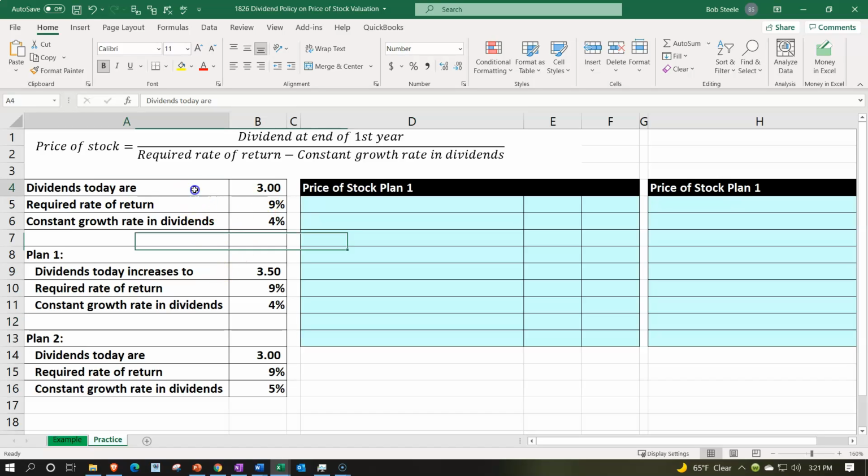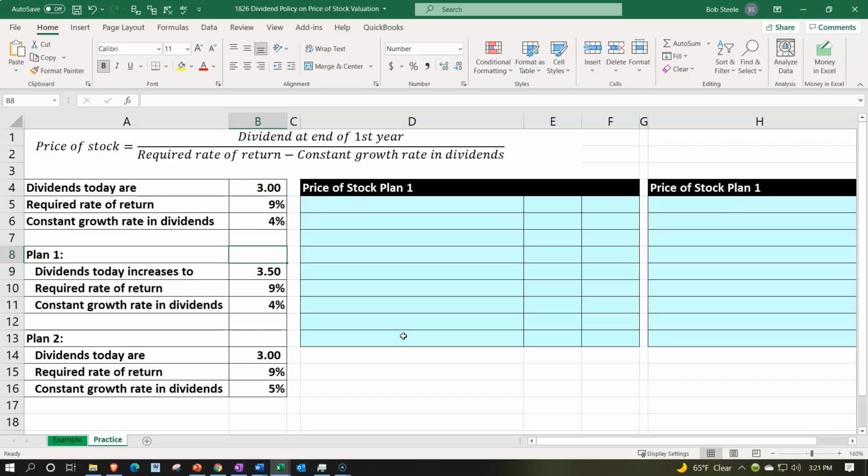So we have the starting point in our data set. Dividends today are at $3. Required rate of return, we're saying, is the 9%. Again, if you want more detail on this formula, you could take a look at the prior section for that. And then we have the constant rate of growth in dividends, which is the assumption we're going to have in order to do our formula here, which is basically giving us the valuation of future cash flows to give us the value of the stock, or which would be reflected hopefully in the price of the stock.